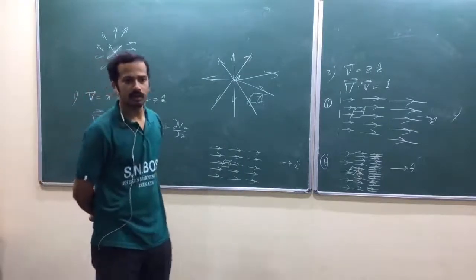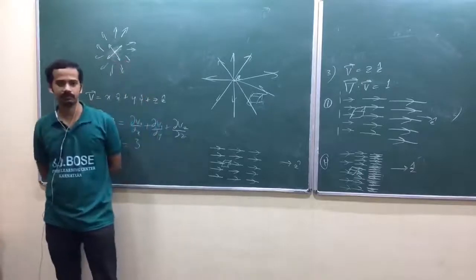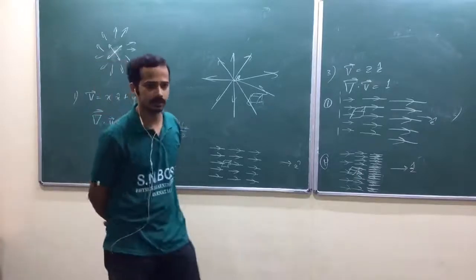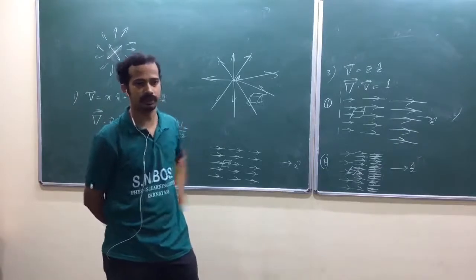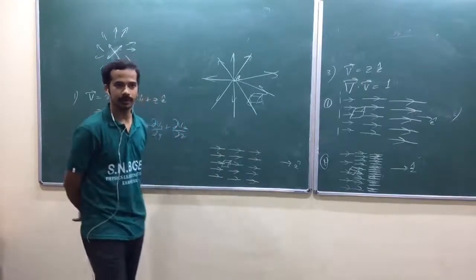So divergence is never a measure of strength of the electric field. It's just the density of the outward flux, or inward flux sometimes. Okay, that is equal to 0 for electric field.